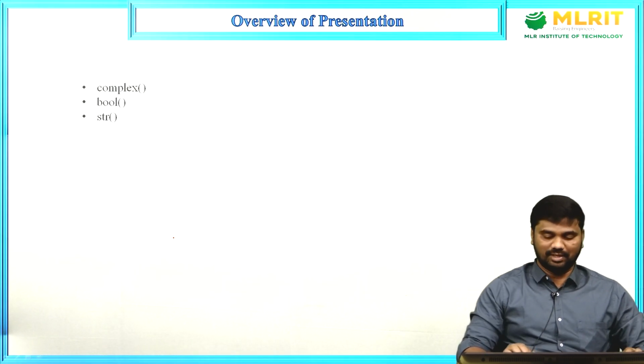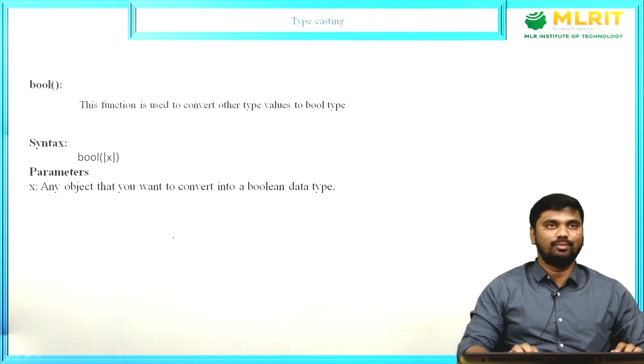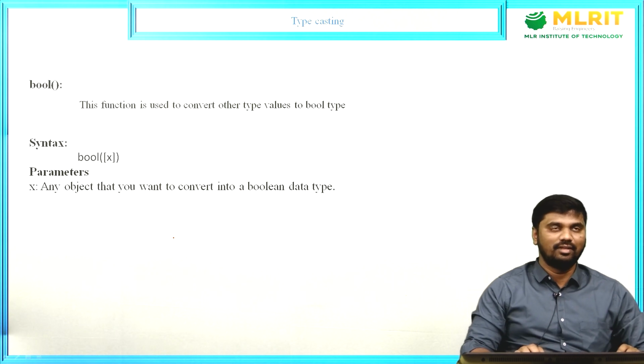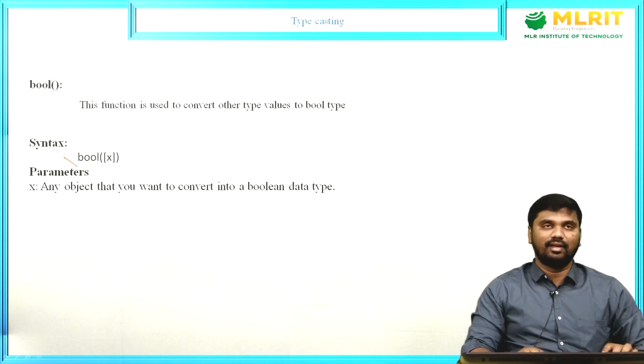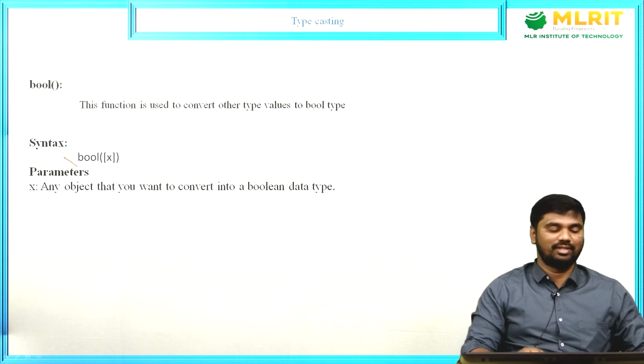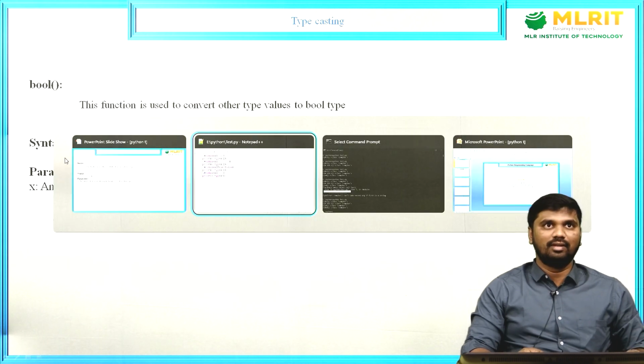Now next what did we have? The bool function, right? Now the bool function: bool data type values representation. So this bool data type represents how many values? True and False. This function is used to convert other data type values to bool type, and this is the syntax here. X is any object, that is an int object or float object or string object or list object or tuple object, any object we can pass into the bool function. Now let me run this program.